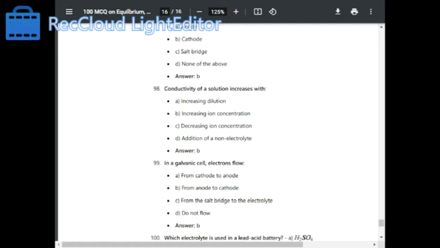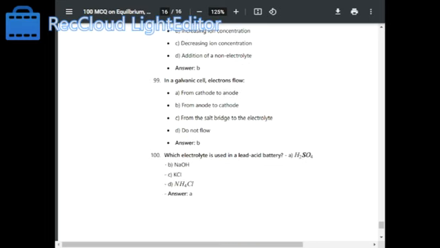Question number 98. The conductivity of a solution increases with: option A increasing dilution, option B increasing ion concentration, option C decreasing ion concentration, option D addition of a non-electrolyte. The correct answer is B, increasing ion concentration. The conductivity of a solution increases with increasing ion concentration. Option B is correct.